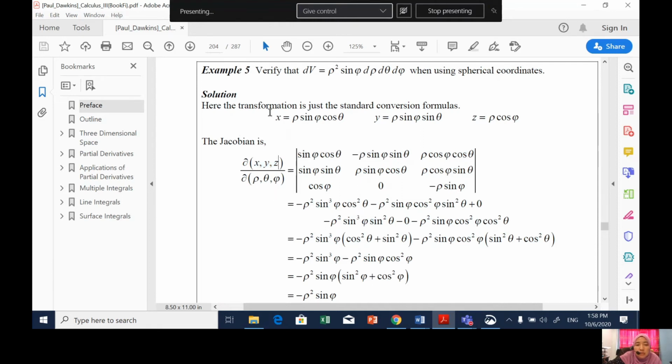Okay, so using this x, this is the x transformation. So this x, we have to differentiate with respect to rho. The first variable is rho. Okay, so differentiate with respect to rho. So we have sine phi cos theta, let's say here.